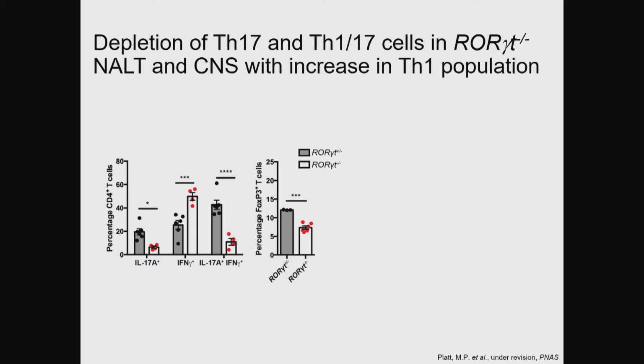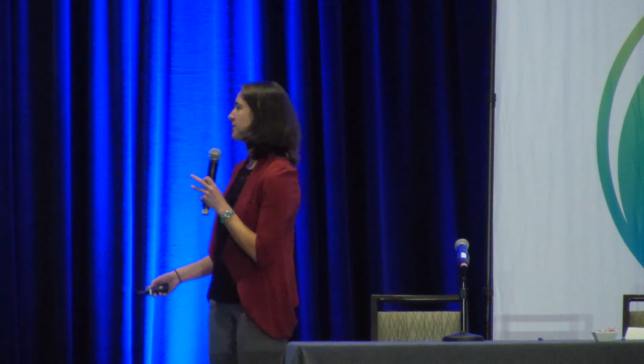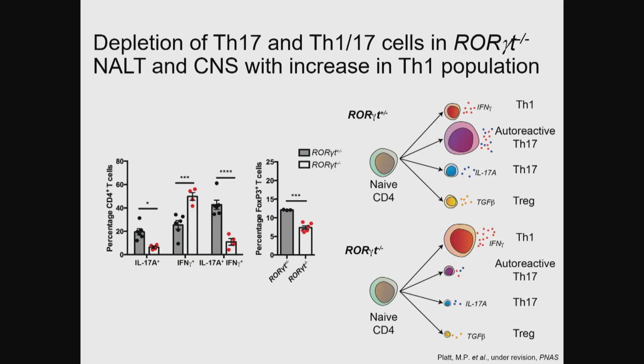I saw an increase in Th1 cells, so interferon gamma producing, and then a decrease in all of the populations that express Th17. So we really eliminate this Th17 fraction. And what you get is sort of a picture like this, where we had a lot of cells expressing both IFN gamma and IL-17, some Th1, some Th17, and some Tregs. And then in the ROR knockouts, we see almost exclusively Th1 cells that only express interferon gamma, to the detriment of all these other T cell subtypes.